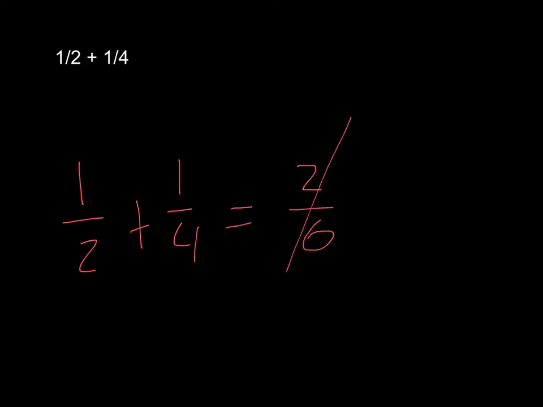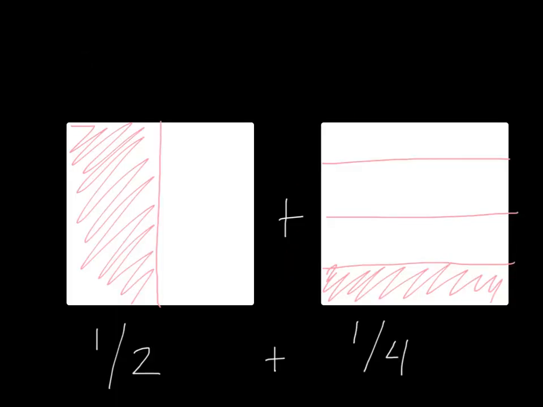So if we have a problem such as 1/2 plus 1/4, we cannot say that 1/2 plus 1/4 is 2/6. That is not true. Okay? Because we need to find that common denominator. So how can we do that? Well, we can draw the diagrams like we learned in the previous lessons.